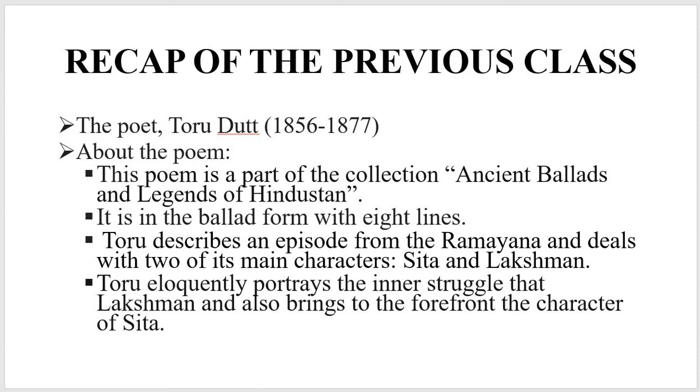About the poem. Lakshman is a part of the collection Ancient Ballads and Legends of Hindustan written by Toru Dutt. What is the form of the poem? The form of the poem is ballad with 8 lines in each stanza. It describes an episode from the Ramayana and deals with 2 of its main characters, namely Sita and Lakshman. Sita and Lakshman are the 2 mythological characters portrayed in the poem.